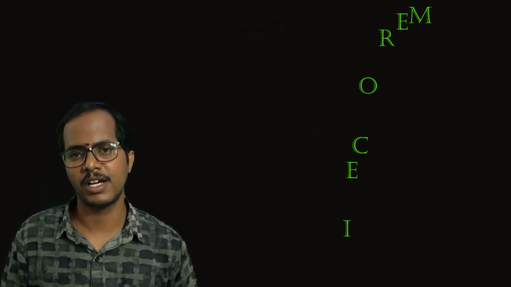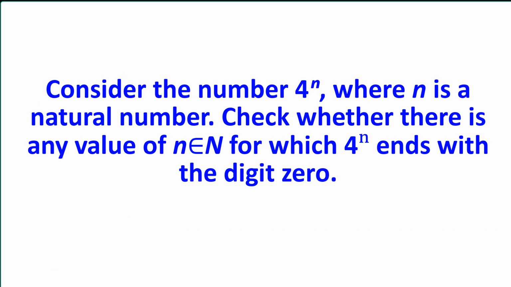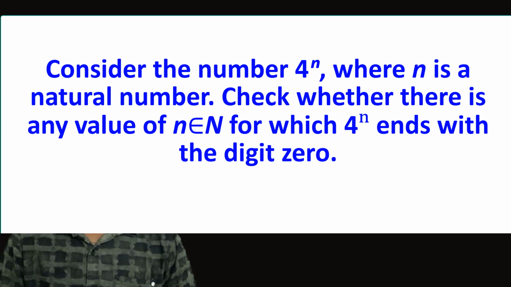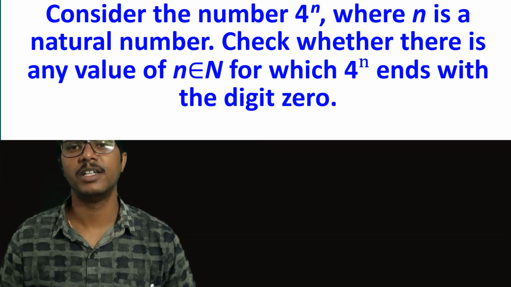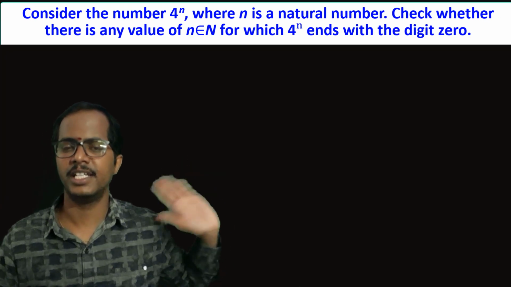Let us see one more application. Consider one example, that is example 3, which is given in the textbook. Consider the number 4 power n, where n is a natural number. Check whether there is any value of n for which 4 power n ends with the digit 0. Now if we observe this problem, here we are given a number 4 power n, where n is any natural number.